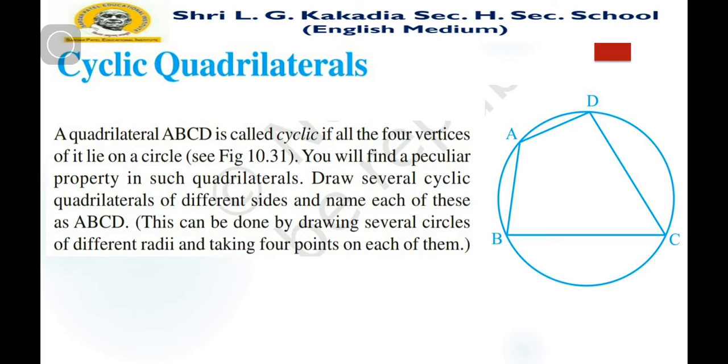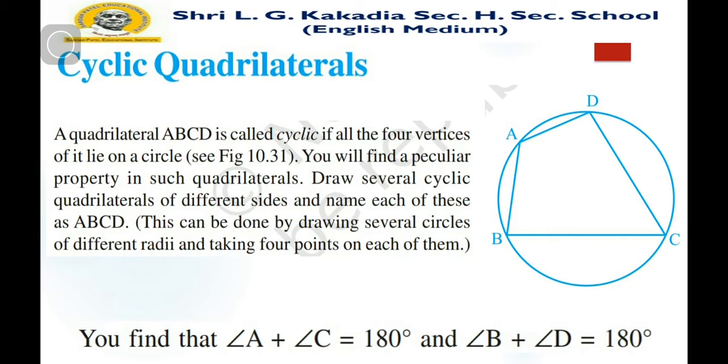As you can see here, the opposite angles of this quadrilateral are A and C. If you take the sum of A and C, and you take the sum of opposite angles B and D, then you can find it follows some manner. Every time you find that angle A plus angle C is equal to 180 degrees and angle B plus angle D is equal to 180 degrees.